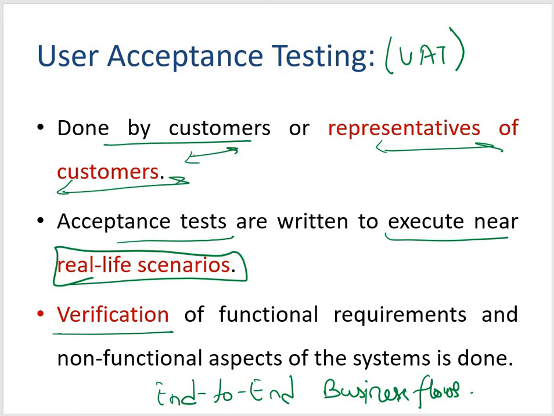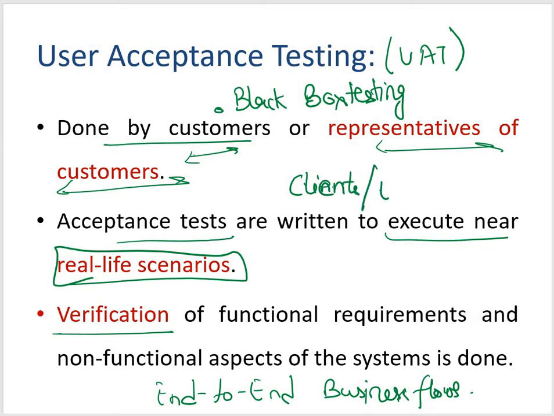And what we do is that we carry out this testing in a separate testing environment, where we'll have production-like data setup. So it's a kind of black box testing, you can say, because I'm not worried about the internals of the system, where two or more end users will be involved. So basically clients are involved, or the representatives, or the end users. These people are required.